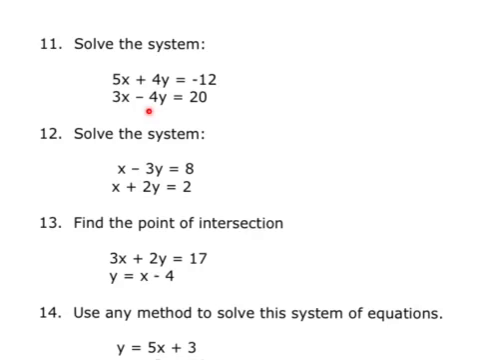So we could graph them by hand, we could put them in the calculator, let it find the intersection point, or we could use elimination and eliminate one of the variables, solve for x, substitute that back in, and then get the value for y. So I'm going to set these equations up. 5x plus 4y equals negative 12. And we're going to set them up into y equals. So I'm going to subtract 5x from both sides.